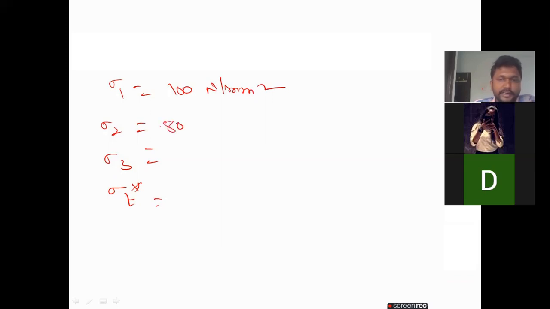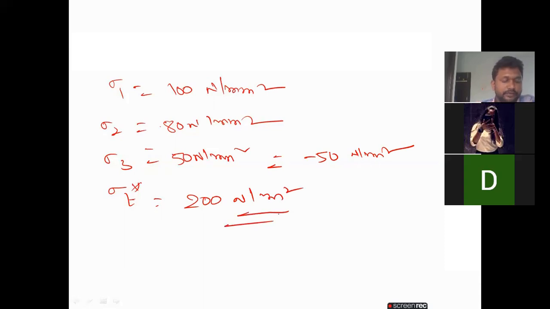So now I will write exactly. If we consider the three principal stresses, sigma 1, sigma 2, sigma 3 and sigma T star. The first one is 100 Newton per mm square. And the second one is 80 Newton per mm square. And the third one is 50 Newton per mm square. It is in compression. That's why we will take a negative sign. And sigma T star is 200 Newton per mm square.